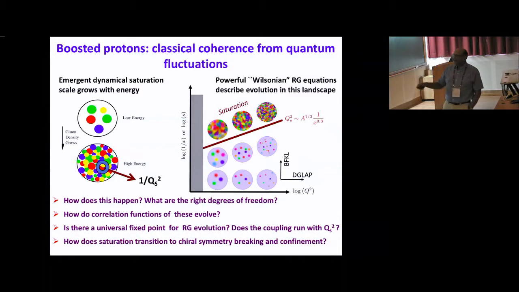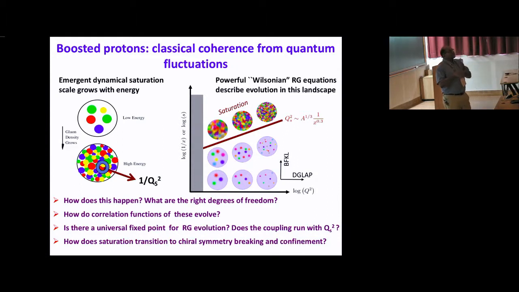So this is your question. How does this happen? What are the right degrees of freedom? When you get to this regime, is it even reasonable to start thinking about gluons or partons anymore? These are just strong fields. Is there a fixed point for this kind of RG evolution as you go up in this landscape? How does the coupling run? Does it run as a function of this emergent scale, if it's a larger scale in the problem? Are there other scales? And how does this phenomenon transition to chiral symmetry breaking and confinement?